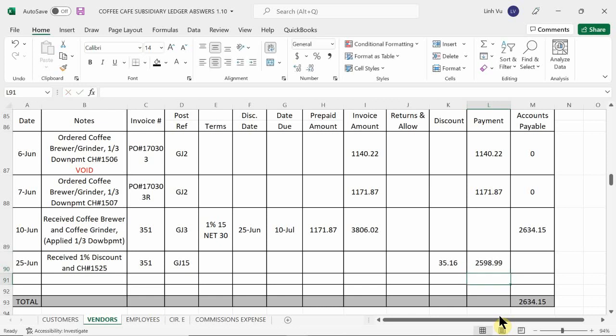25, 98.99, which will give me a grand total of a negative $2,634.15. So overall, it processed it like that and said that now I owe Hallie Bros $0. So I paid, I got my discount, and I end up with zero balance owed to Hallie Bros.